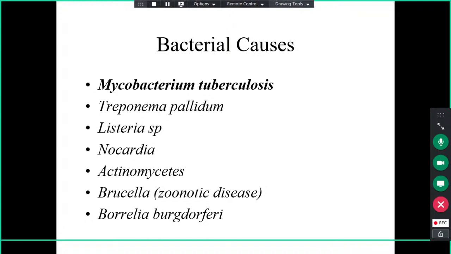Nocardia exactly doesn't cause meningitis, but it can cause brain abscess. Actinomycetes also can cause meningitis. Brucella can cause chronic meningitis. Borrelia burgdorferi, initially it doesn't cause, but later on, in the late stage, it can cause meningitis. But we don't see Borrelia burgdorferi in India.